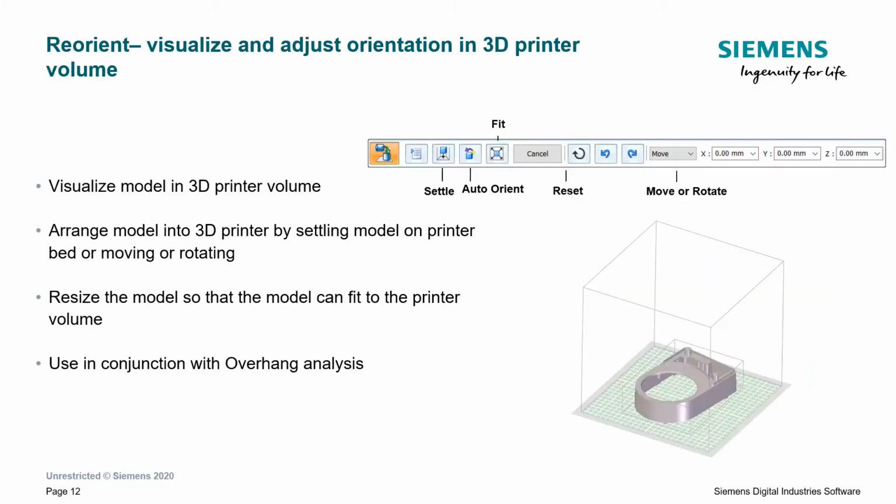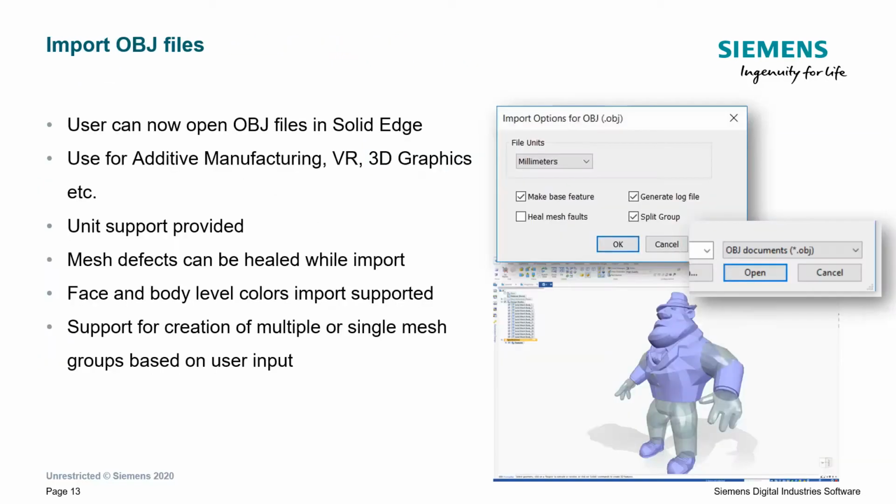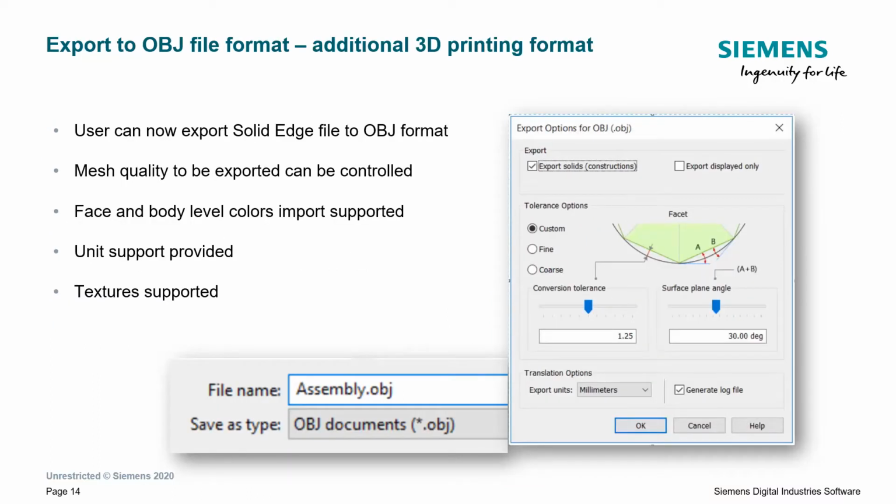The reorient command allows you to adjust the orientation of the model in the virtual 3D print bed. This gives you a good opportunity to find the proper orientation along with our other checkers. New, you can now import OBJ files. These are very useful for additive manufacturing, virtual reality, and 3D graphics. You can also export to OBJ file format, which gives you an additional 3D printing format to use.